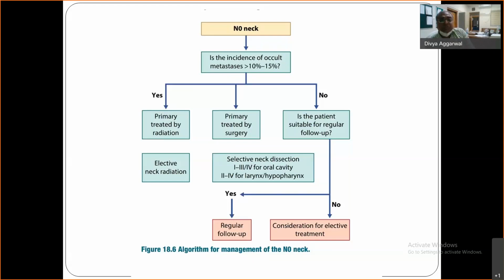There are various forms of selective neck dissection. We shall come to it later on. If the patient is not suitable for regular follow-up, the answer is no, then you consider elective treatment, because the patient may sooner or later develop neck node metastasis, and there is no sense in taking the risk of leaving the neck untreated, even if it is an N0 neck at this stage. And if the patient can come for regular follow-up, then you go for regular follow-up and keep on monitoring.